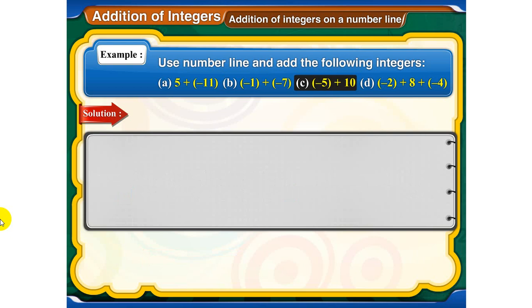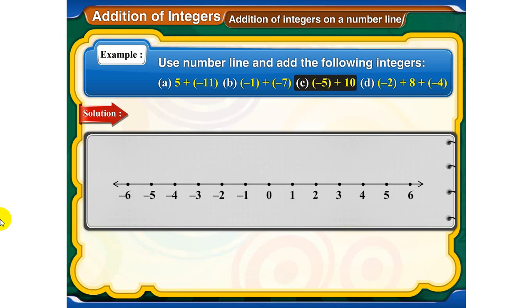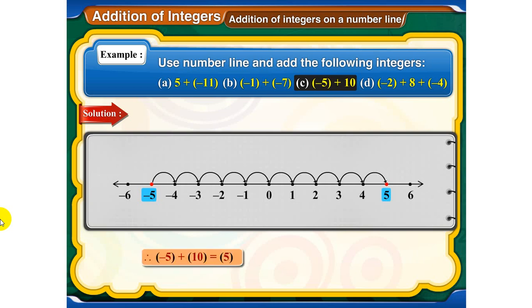C. Minus 5 plus 10. We want to know the integer which is minus 5 plus 10. So, we start from minus 5 and proceed 10 steps to the right of minus 5 to reach 5. Therefore, minus 5 plus 10 is equal to 5.